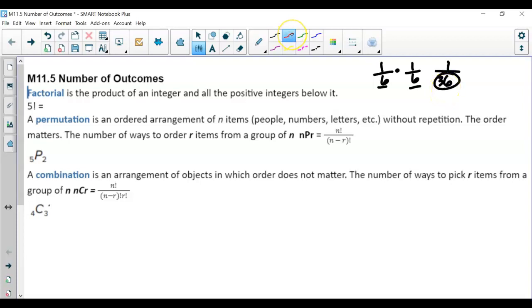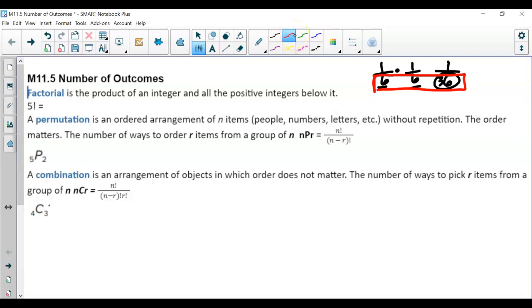What we're talking about now is just focusing on, what is the total number of outcomes of a situation? So like here, we figured out the 36. So there are other ways though of figuring out the total number of outcomes. Here, we're going to focus on what's called the factorial.